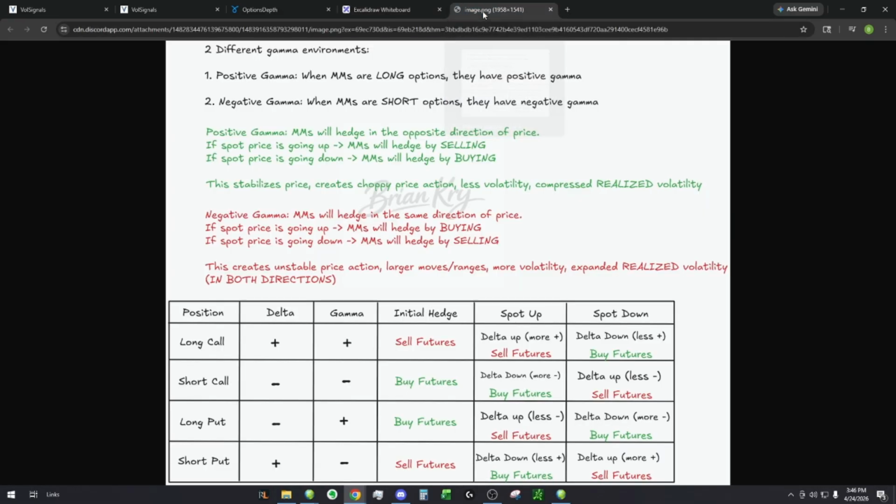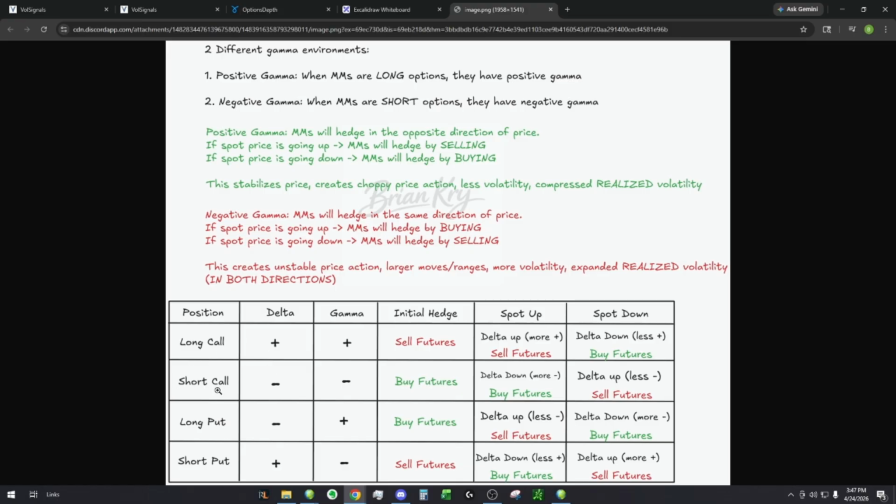So before I get into the new stuff, I just wanted to quickly recap. There's two different environments we can be in, either positive gamma, which means market makers are net long options. And if we're in positive gamma, the market makers will hedge in the opposite direction of the price. So if the spot price is going up, market makers hedge by selling. And if spot price is going down, market makers hedge by buying. And with negative gamma, this just means that they are short options. And in negative gamma, market makers will hedge in the same direction of price. So if spot price is going up, market makers will hedge by buying. And if spot price goes down, market makers will hedge by selling.